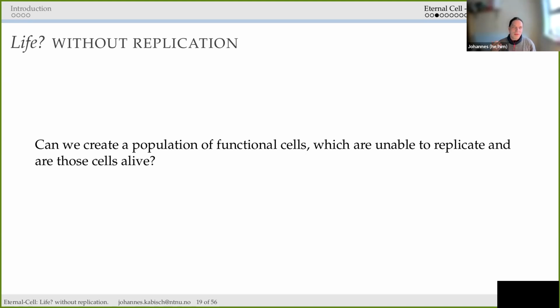Another question for me as a biotechnologist is, can we have cells that only produce and do not reproduce? Because in biotechnology, when I feed the cell energy and a carbon source, it mostly reproduces with it and doesn't really only produce.